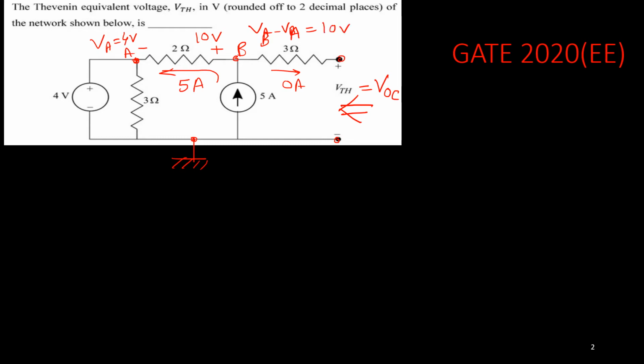So you see, with respect to A, B has more potential by 10 volt. That implies VB equals VA plus 10, that means 4 plus 10, 14 volt. This VB and this end potential VTH are the same, so VOC is 14 volt. So we are done. VTH is simply 14 volt. This is the answer.